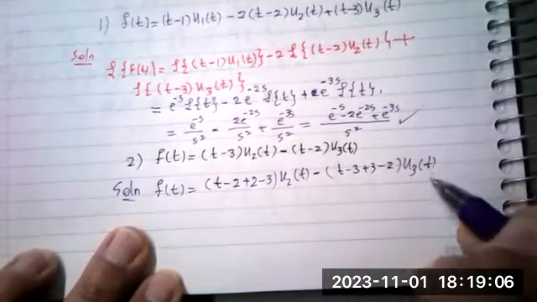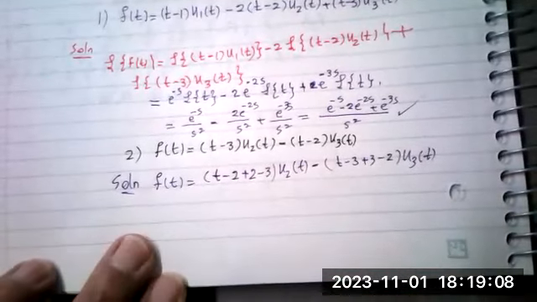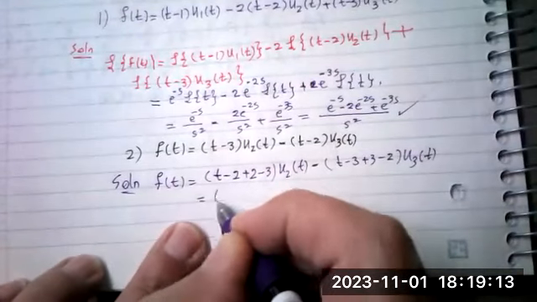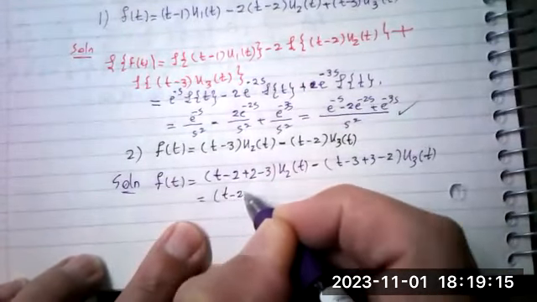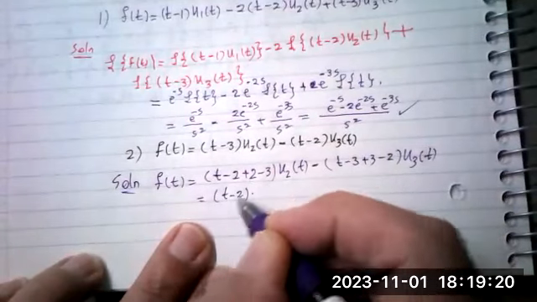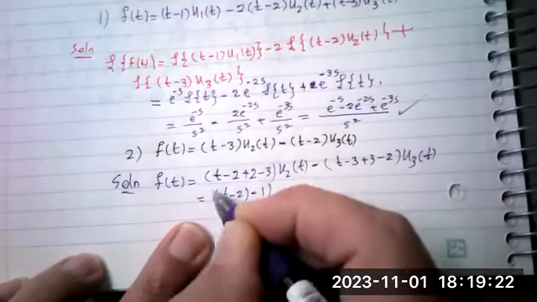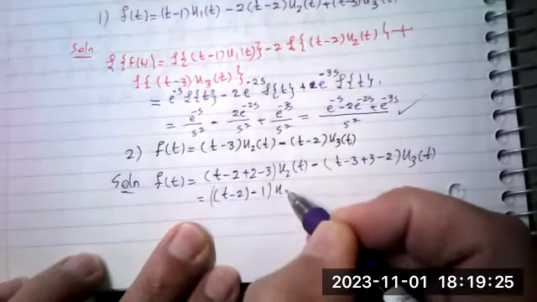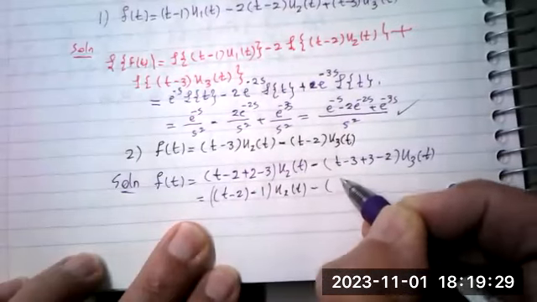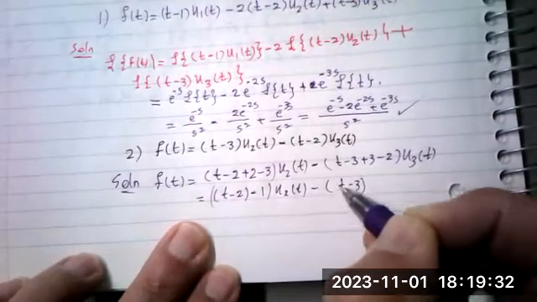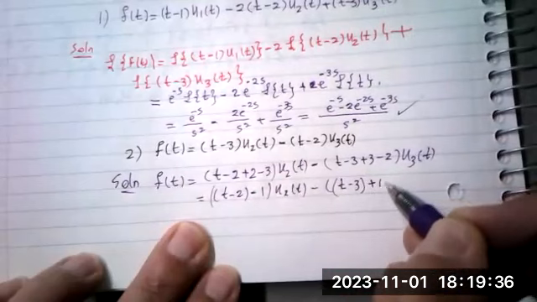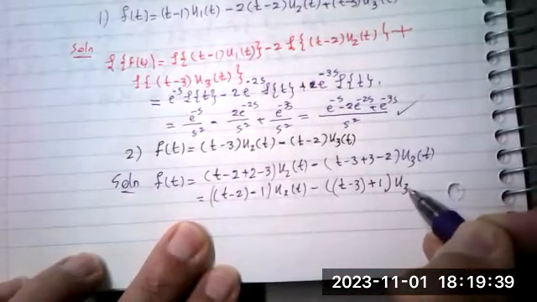But you can do it quickly. Now, what I'm going to do: this would be t minus 2 that I needed. The leftover would be a minus 1. And this is going to be u2 of t. Minus, I need the t minus 3 here, so this is going to be t minus 3. The leftover would be a positive 1 times u3 of t.